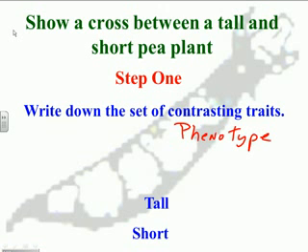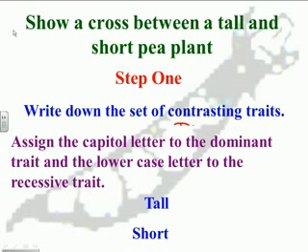So whenever you're doing step 1, you are writing down what the possible phenotypes are. Now there's something else to step 1. Let's read it together. Assign a capital letter to the dominant trait and a lowercase letter to the recessive trait.